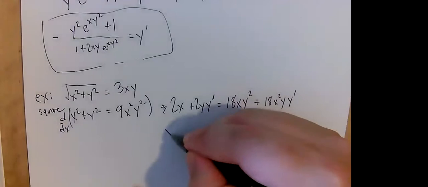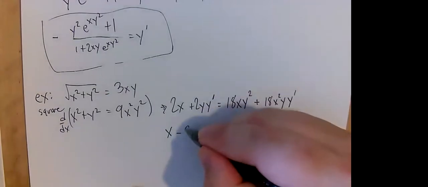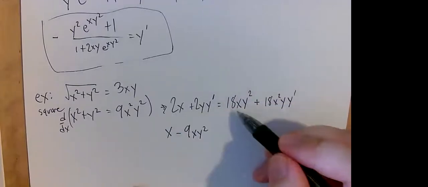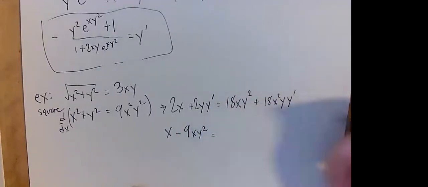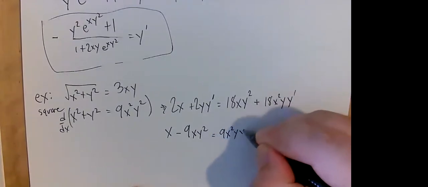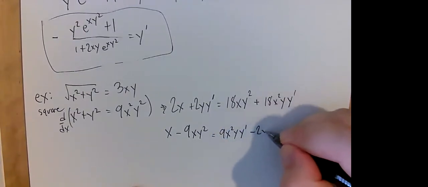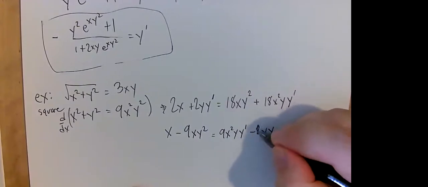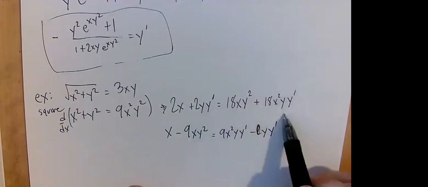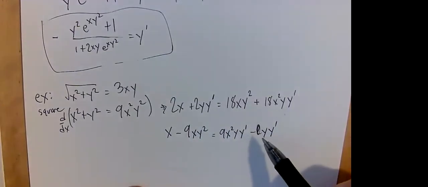So I'm going to have x minus 9xy squared. So I divide by 2, then I subtract this over. And then I'm going to have 9x squared y prime minus 2y. Oops, the 2 went away. It's y prime here. So I subtracted this over, and then I divided by 2.